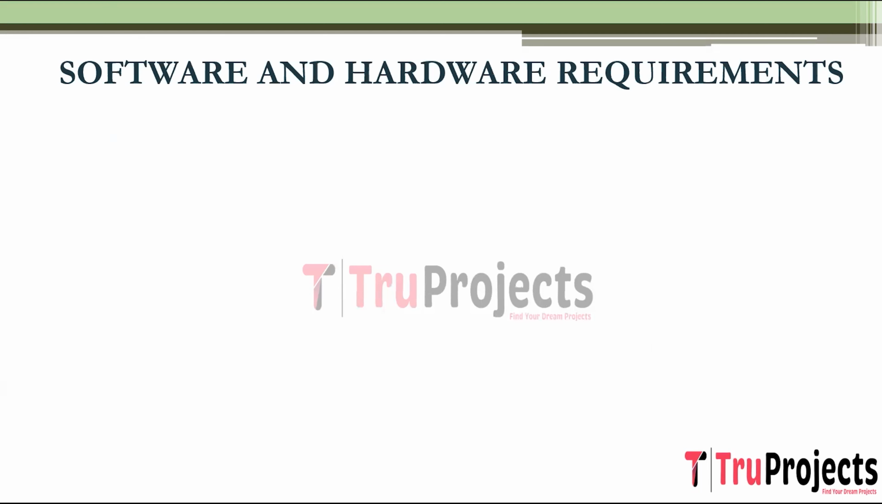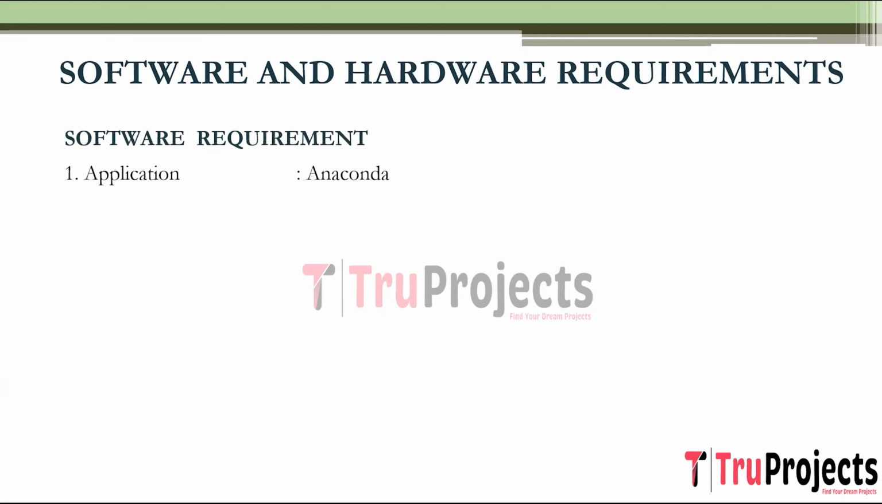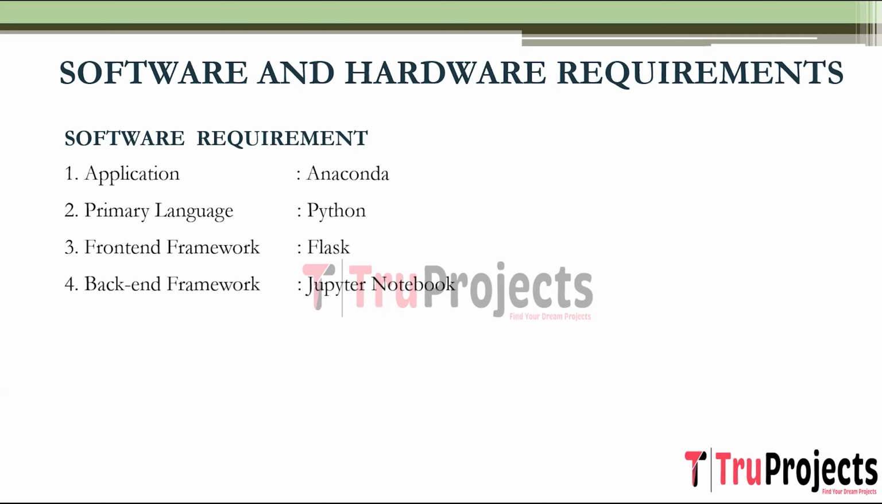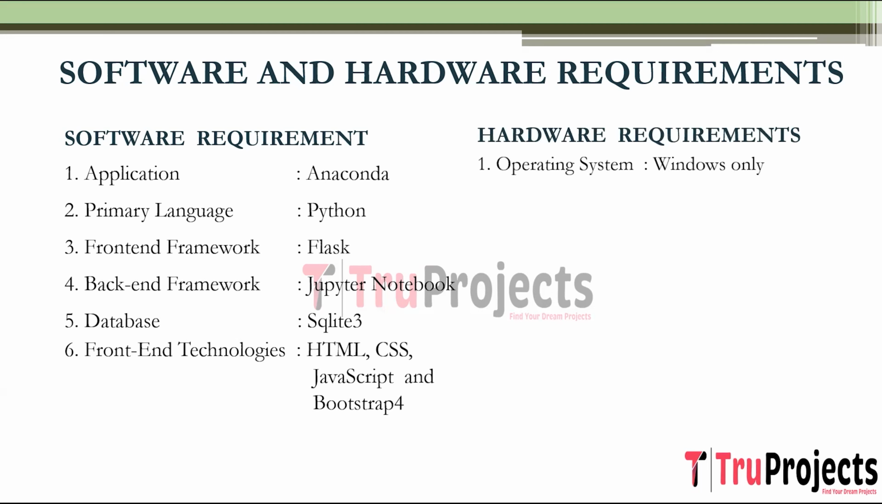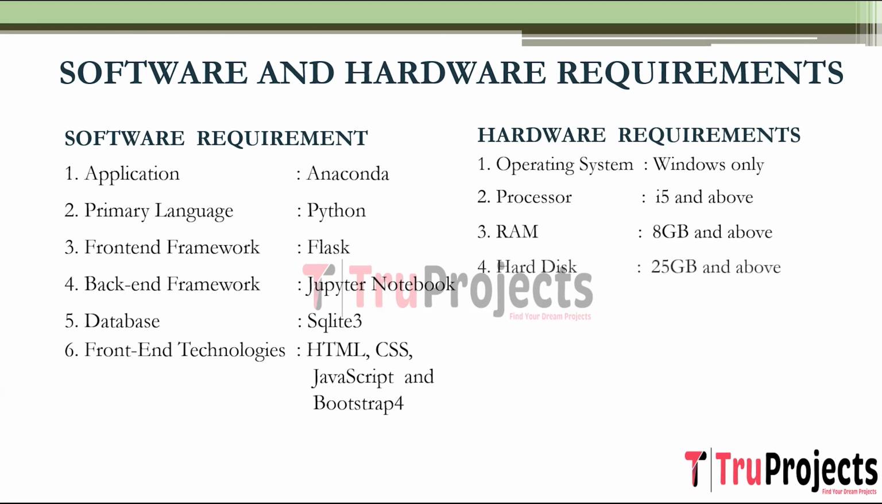To implement this project, we need software and hardware requirements. Coming to software requirements, we need Anaconda as the application, Python as the primary language, Flask as the front-end framework, Jupyter Notebook for the backend, and SQLite 3 as the database. Front-end technologies are HTML, CSS, JavaScript, and Bootstrap 4. Coming to hardware requirements, we need Windows as the operating system, an i5 processor and above, 8 GB RAM and above, and a hard disk of 25 GB and above.